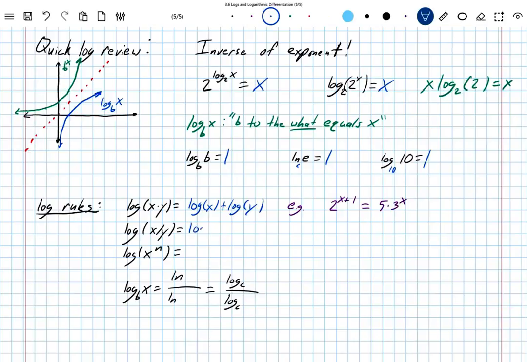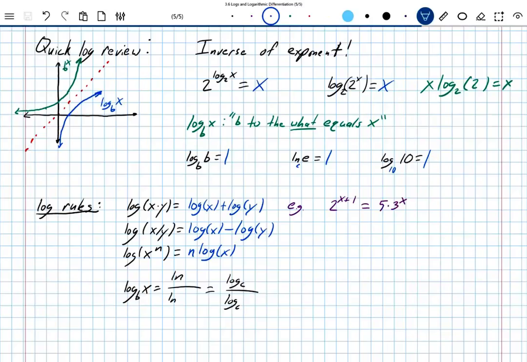Dividing on the inside is subtraction on the outside. And having an exponent on the inside, this is also really important, can come out front as a multiplier. So what logs do for us pretty magically is they take more complicated operations and turn them into simpler operations. And this is incredibly useful. This is actually where they were first used, in multiplying really big numbers and turning it into addition. So we like logs for that reason.